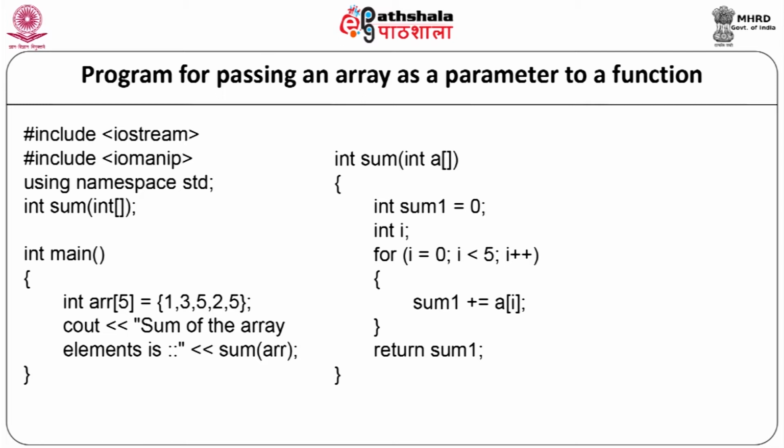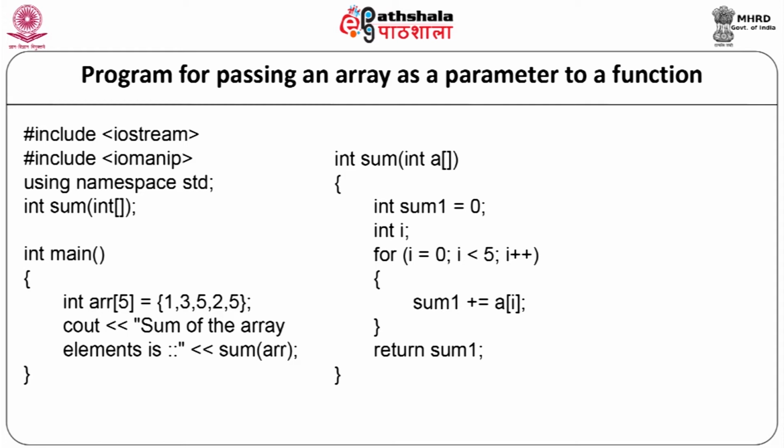cout << "Sum of the array element is " << sum(ar). Here the function is called and our main function will end. Now, we will define our sum function as int sum(int a[]). int sum1 = 0, which is a local variable, int i. For i = 0, i < 5, i++, sum1 += a[i]. The for loop will end and we are returning sum1 from the function.